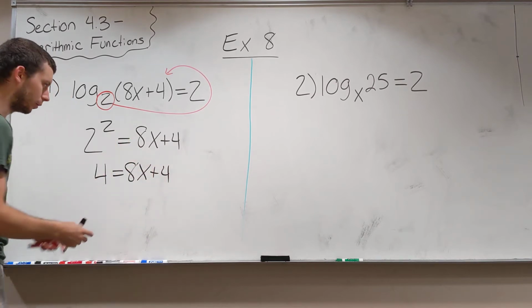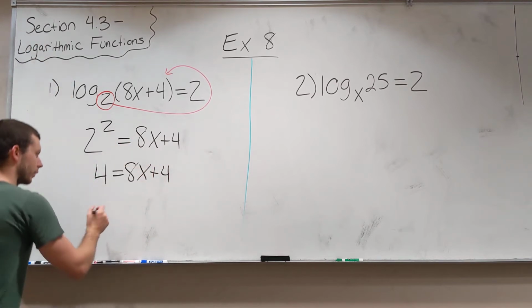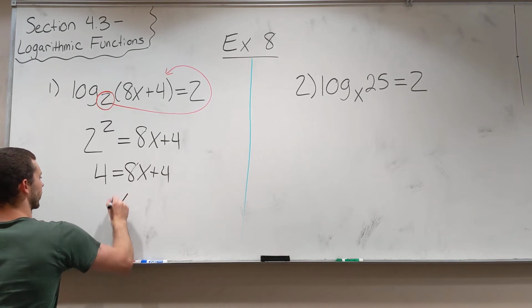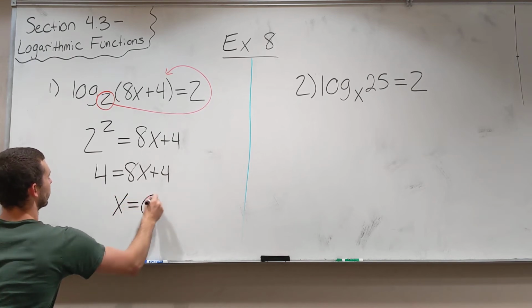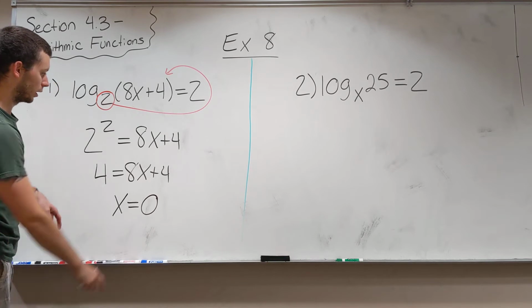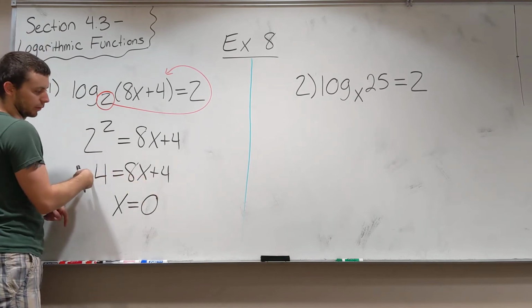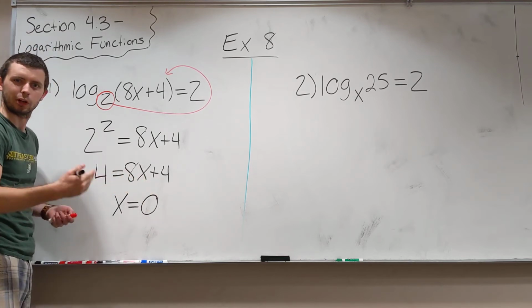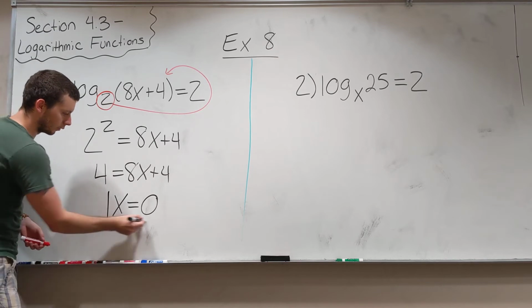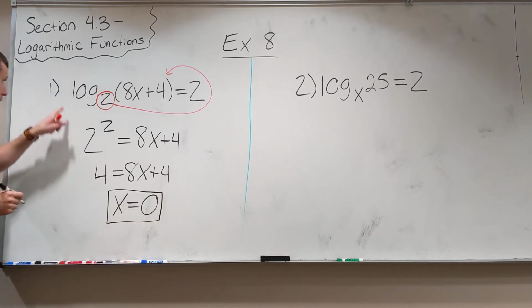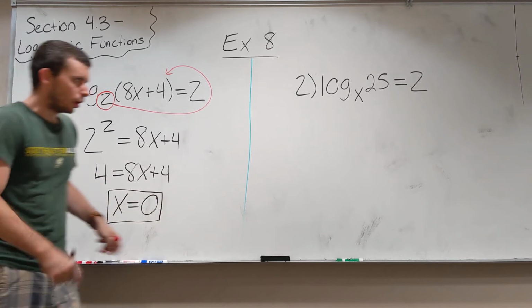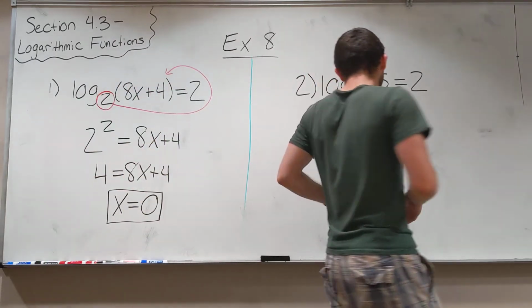You go ahead and solve, you subtract 4 on both sides, and ultimately you will get that x is equal to 0. You subtract the 4 on both sides, you get 0, you divide by 8, 0 divided by 8 is 0. So this would actually be your answer for the first part here. Let's go ahead and move on to part 2.